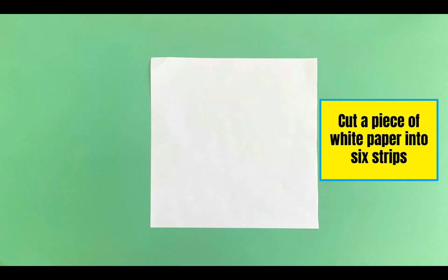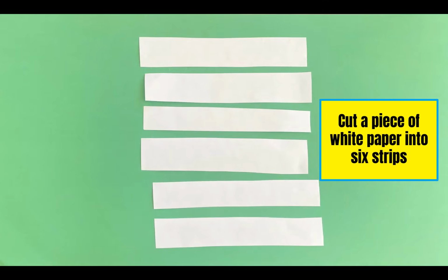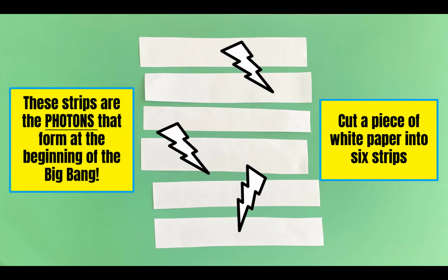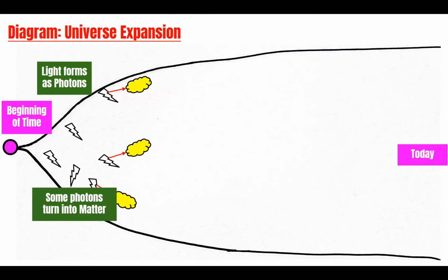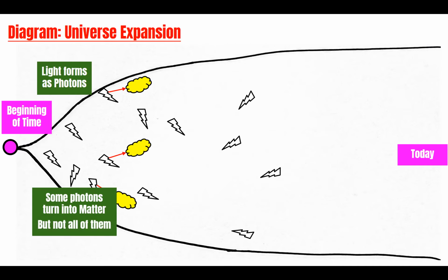Now we're going to start our model. So take your piece of white paper that you have and just cut it into 6 strips. That's it. Those 6 strips represent the photons that form at the beginning of the Big Bang, and this is where our model is going to begin. So we have photons now. Some of those photons are going to turn into matter, but not all of them. Some of the photons just stay as photons.